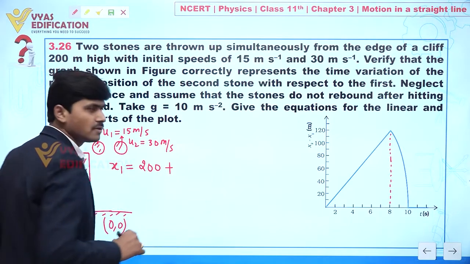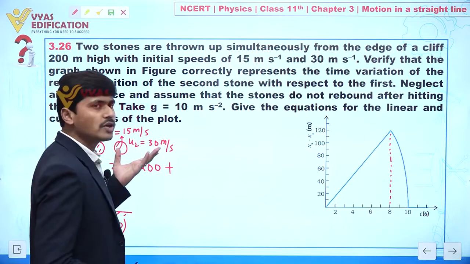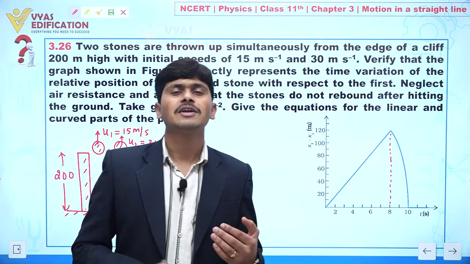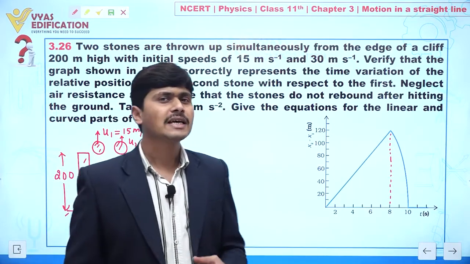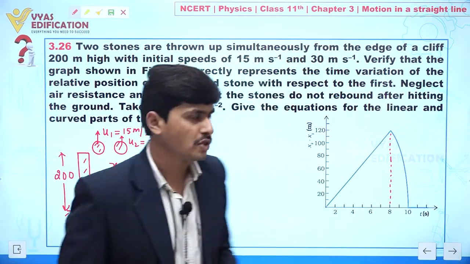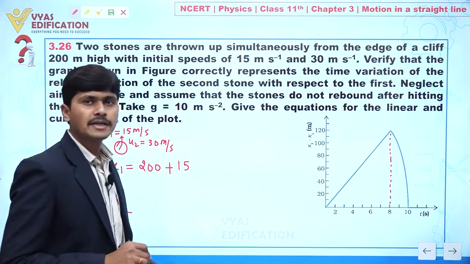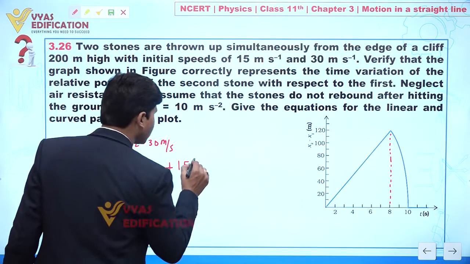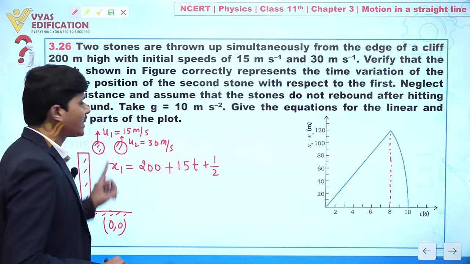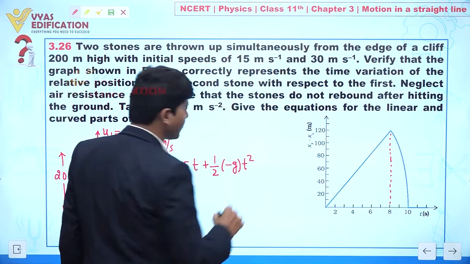200 plus, because we are taking this ground as reference. Whenever we are throwing an object in the vertical upward direction, it will move under the influence of gravity, and constant acceleration will act on that body. It means we can apply the equation of motion. So initial speed we have 15, so ut plus half of a t square. So 15t plus 1 by 2. If we are taking the vertical upward direction positive, this is minus g and this is t square.